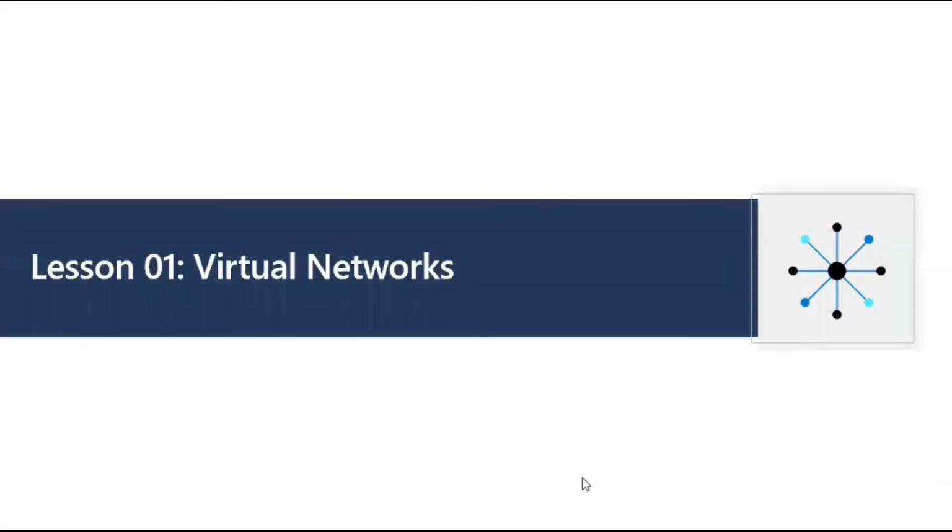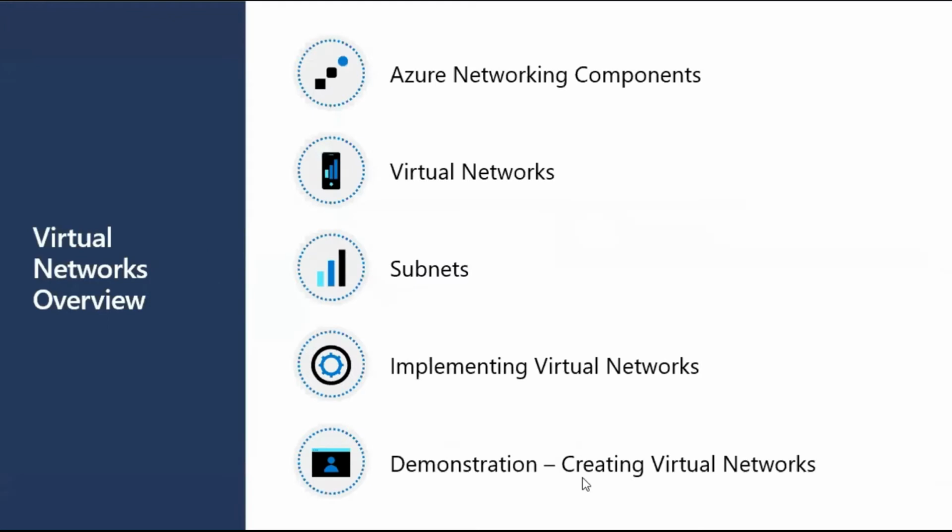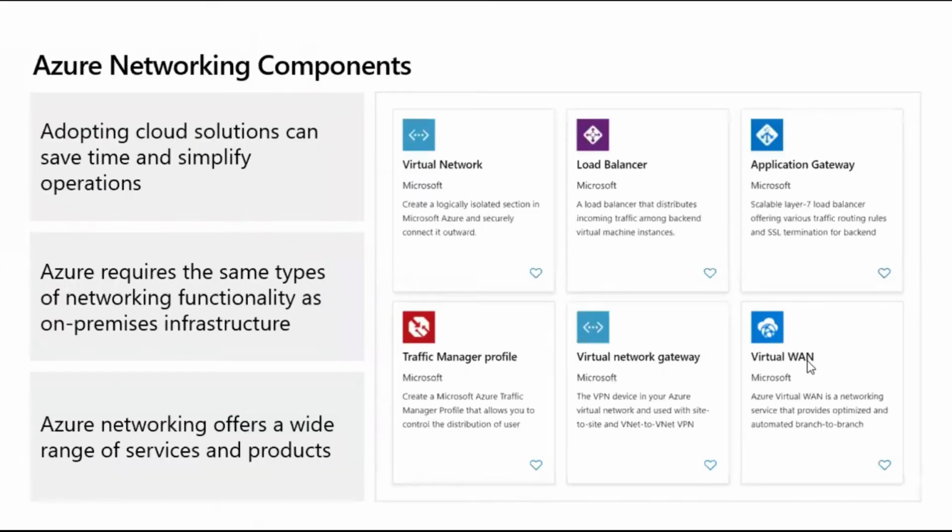Now, the first topic we're going to look at is virtual networks. As part of that, we're going to discuss Azure networking components, virtual networks, subnets, implementing virtual networks, and we're going to create virtual networks. Azure networking components include virtual network, load balancer, application gateway, Traffic Manager profile, virtual network gateway, and virtual wide area network. So we have some services in the cloud related to networking components.